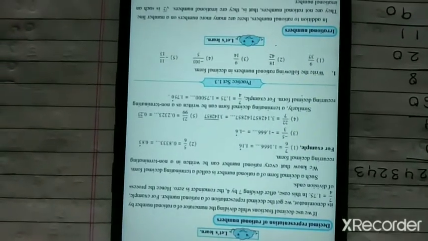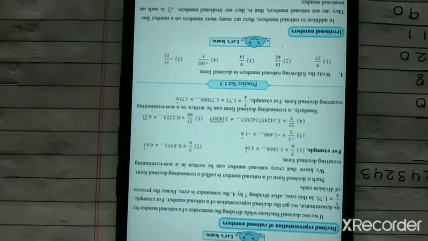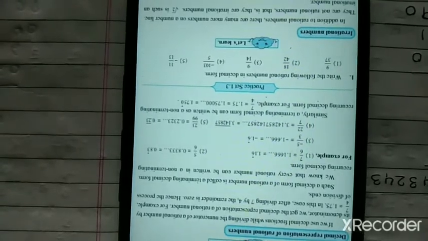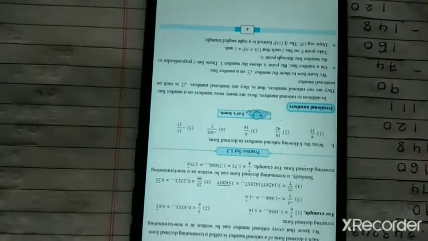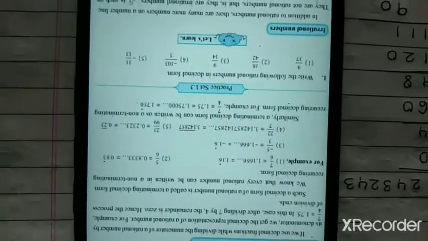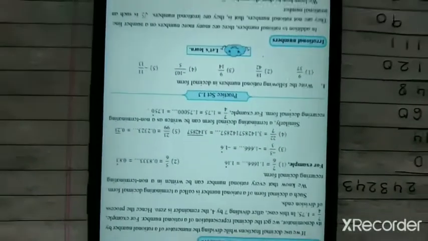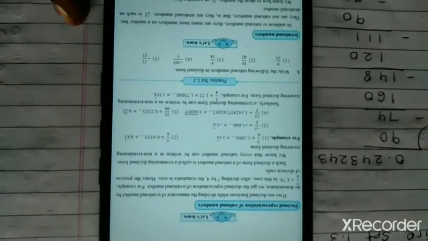In our last lecture, we completed practice set 1.2. Today, we will start with practice set 1.3, which is on page number 4 of your mathematics textbook. The question is, write the following rational numbers in decimal form. We are given 5 questions to solve. Moving ahead to the solution.